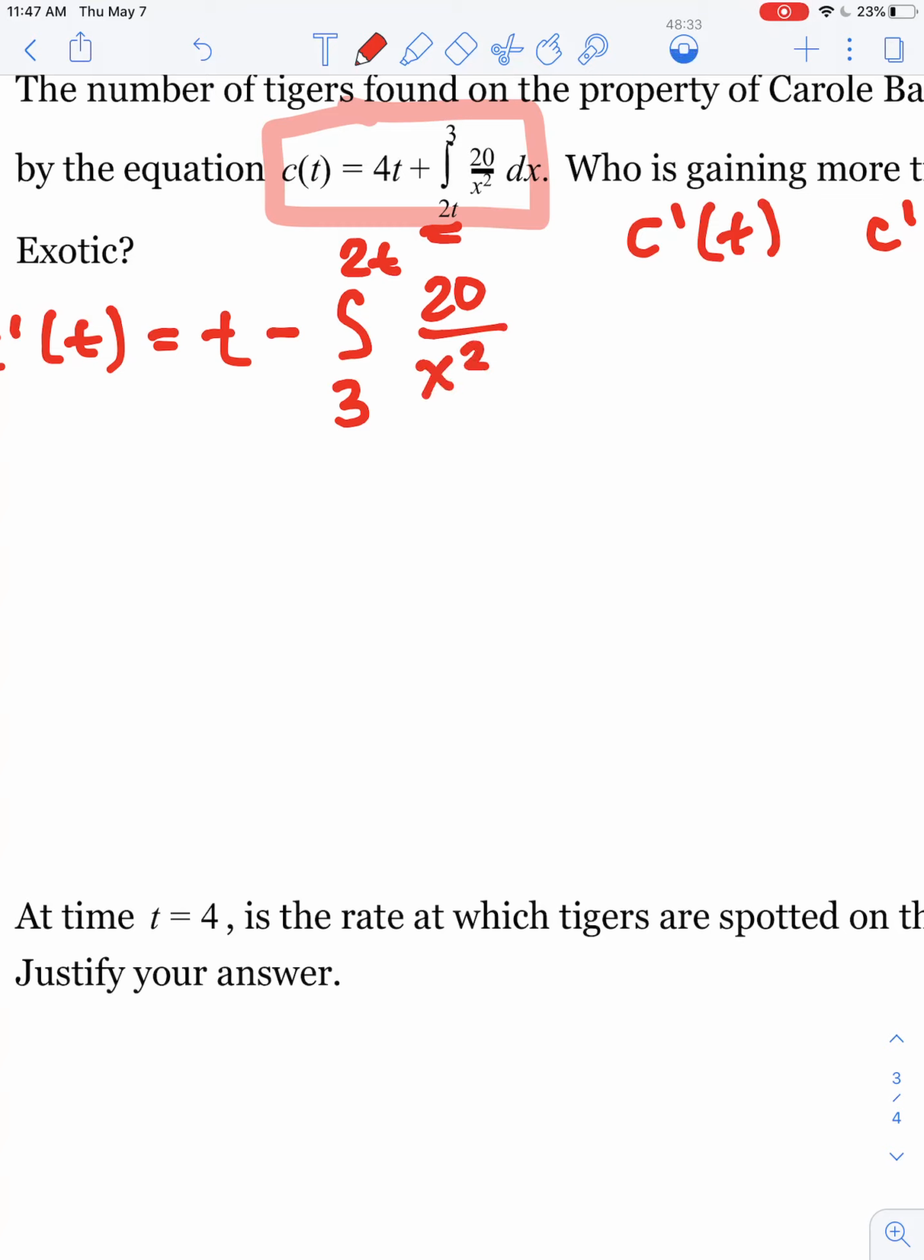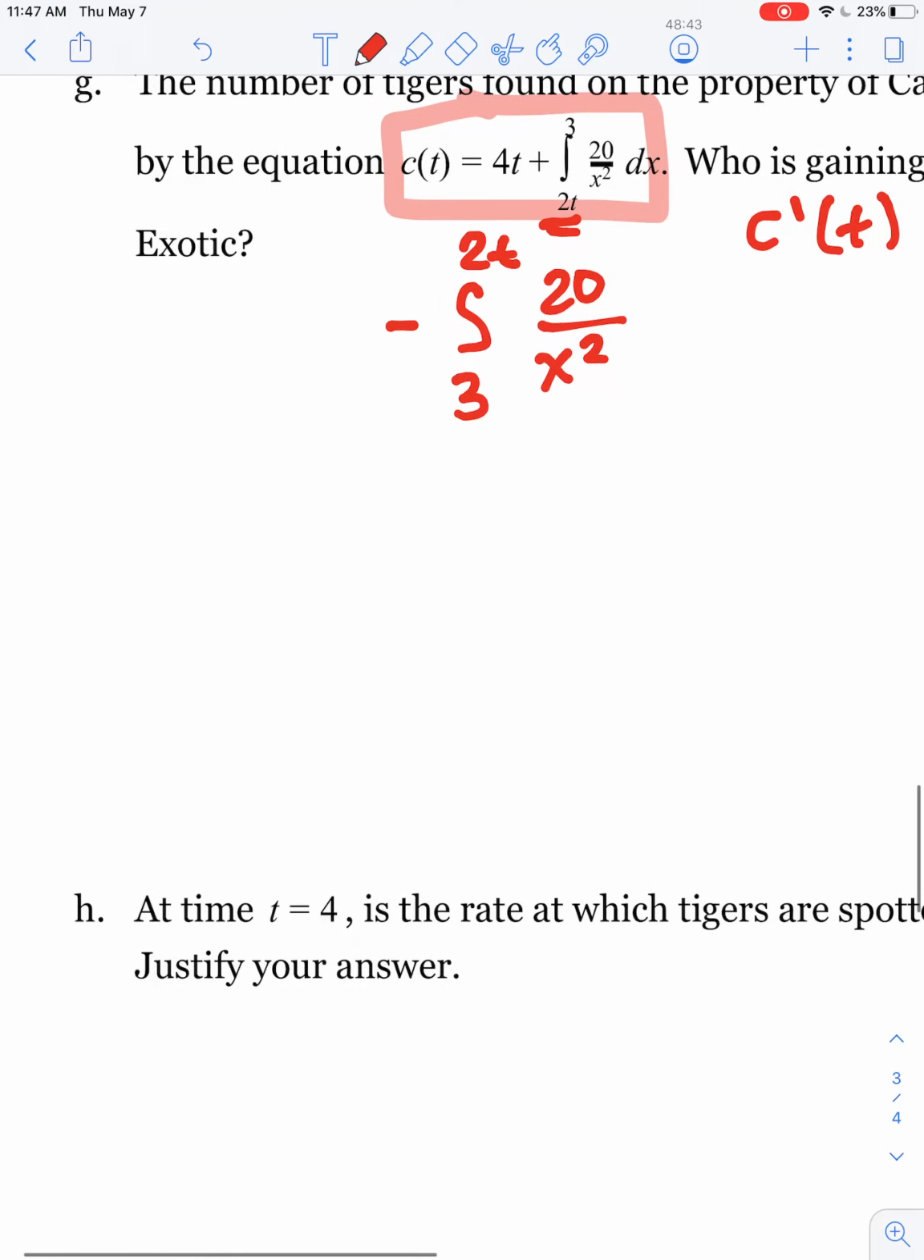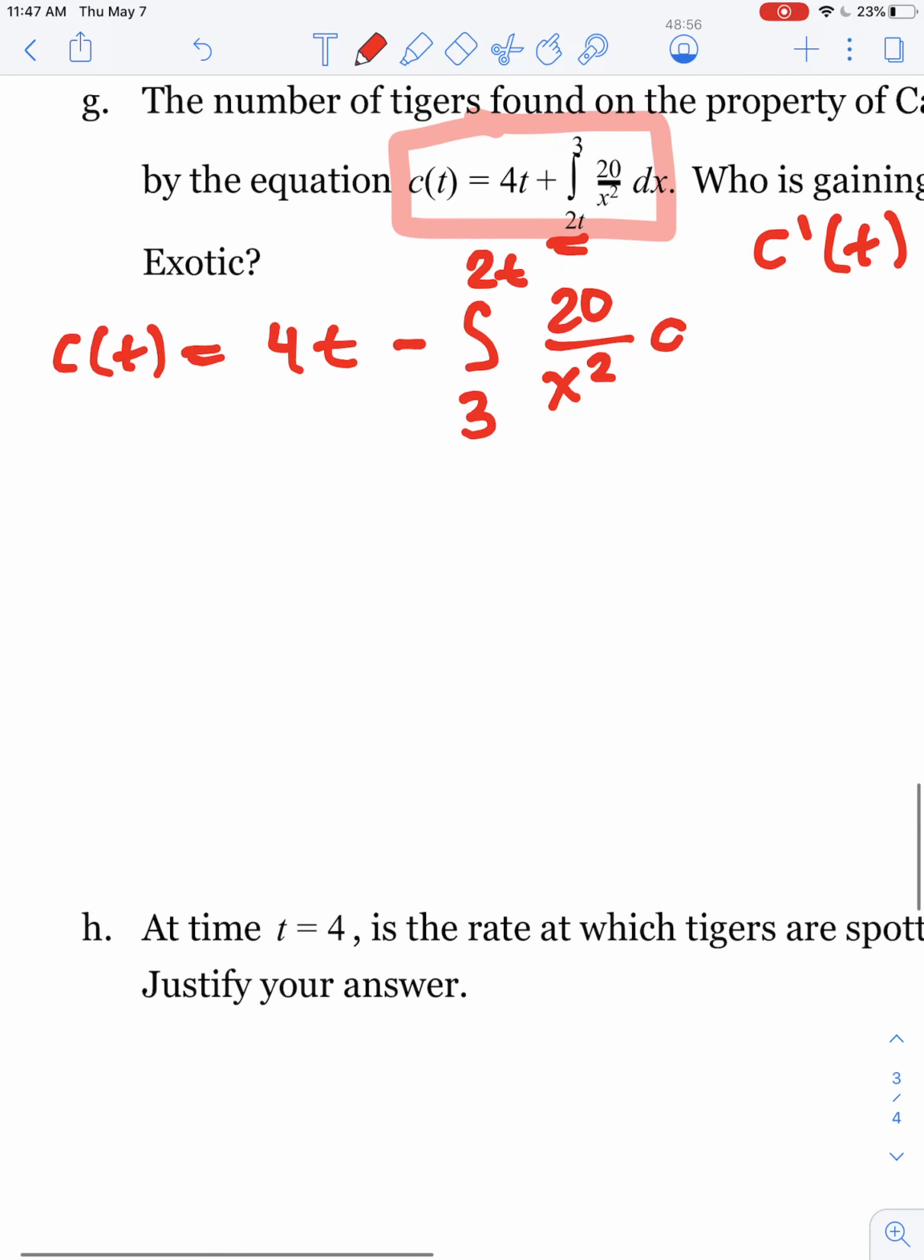Okay, but we actually haven't done the derivative, right? So this is maybe bad notation. So actually what I'm going to do is back up a step and just work on manipulating my c of t function first, kind of setting myself up to apply that fundamental theorem of calculus. So we're going to rewrite c of t is equal to 4t minus the integral with the integration bounds flipped upside down. Okay, this will actually set us up a little bit better to take the derivative.